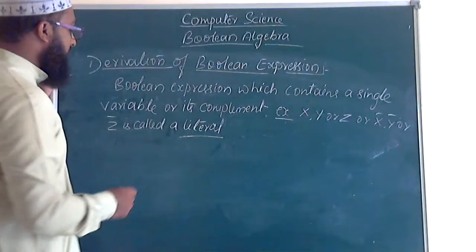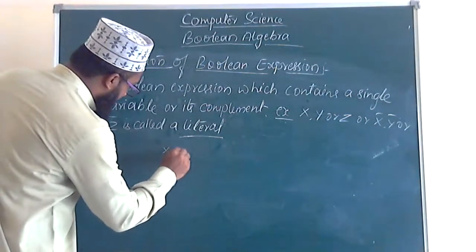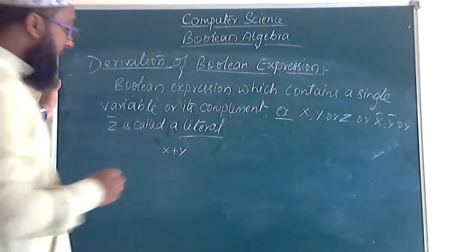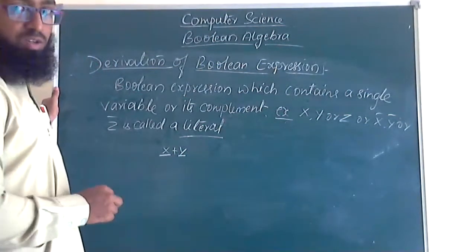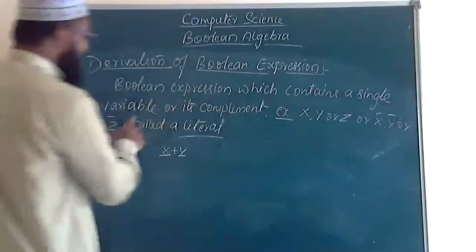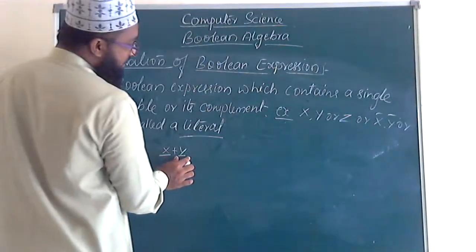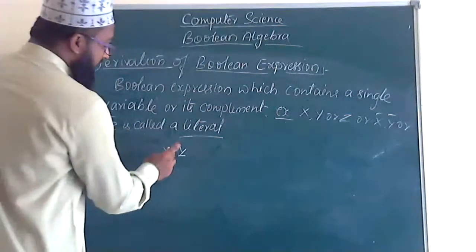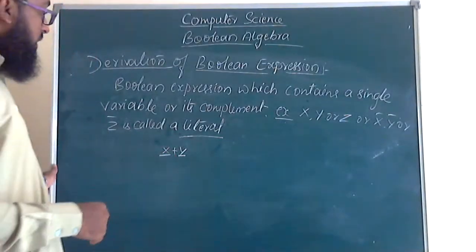So I will show you with an example. If you take x plus y as an expression, in this x is a literal and y is also a literal. This is a Boolean expression which is containing single variables. X is a single variable, y is also a single variable. So this type of equation which contains single variables, that is called a literal.